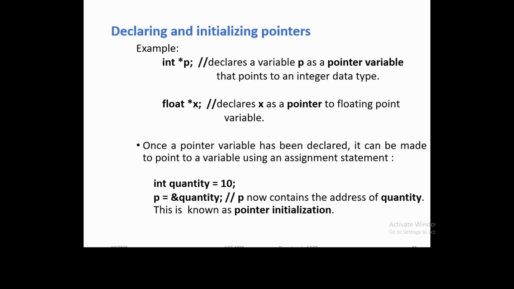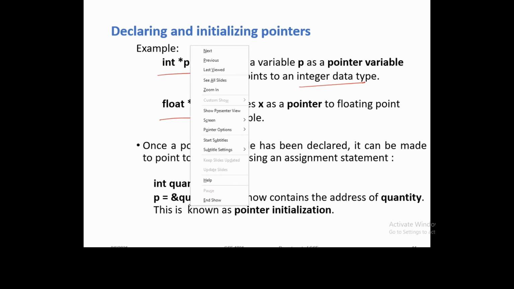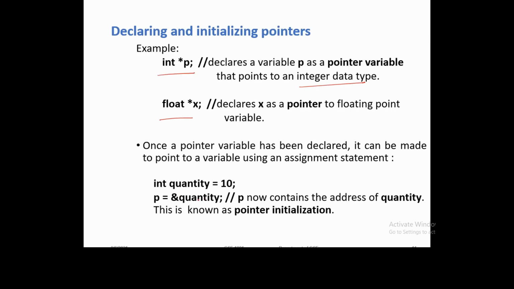Now declaring and initializing. So we have seen this in the example, we can declare this. So it declares a variable p as a pointer variable that points to an integer type, and by this we declare x as a pointer to a floating point variable. Okay, and once a pointer variable has been declared, it can be made to point to any variable using an assignment statement like this: p equal ampersand quantity. Okay, so this is the pointer initialization. It is the pointer declaration, it is the pointer initialization.